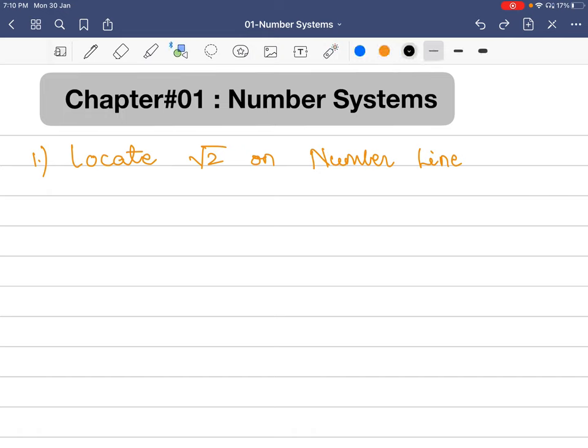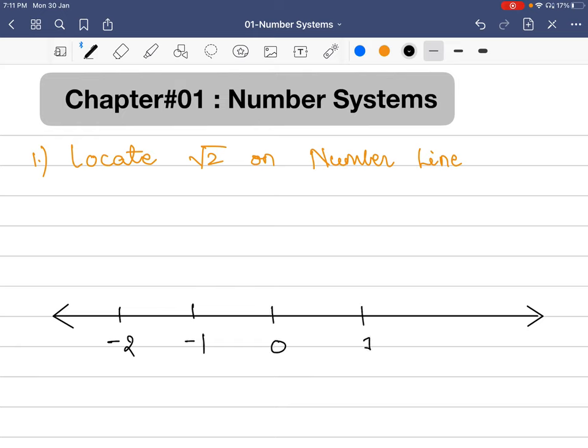So first of all, let's draw a number line. So this is our number line. Okay, so I'm going to start plotting the numbers. Let's say this is -2, then this is -1, then this is 0, then this is 1, then this is 2, this is 3, and so on.